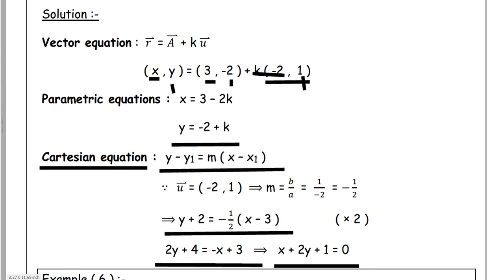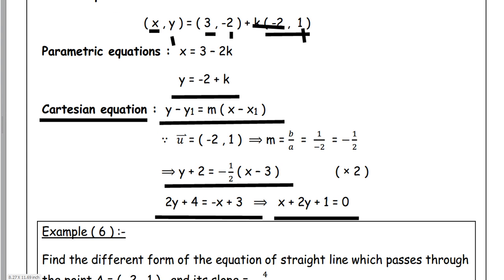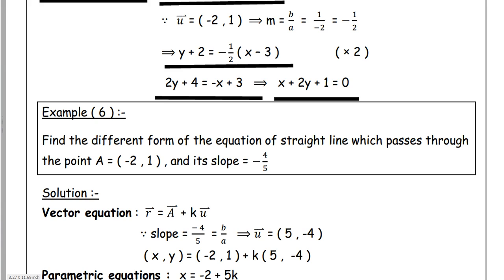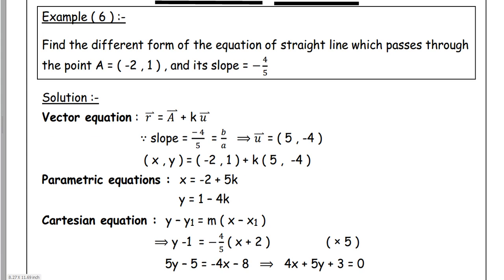Let's go to the next example. In example 6, find the different forms of the equation of the straight line which passes through the point A, negative 2 and 1, and its slope is negative 4 over 5. Here I have the slope. It's not the direction vector as in the previous one. Focus. In this example, the slope is given directly.